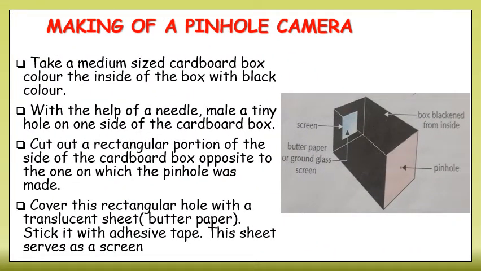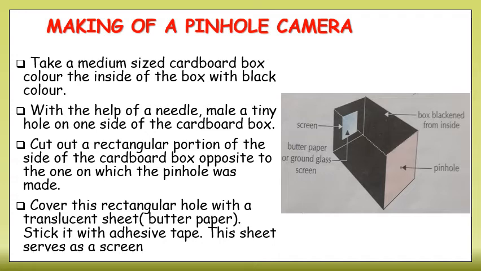Now let us make a pinhole camera. Students, for this we need a medium-sized cardboard box, or you can take a shoe box also, and color the inside of the box with black color. Now with the help of a needle or a pin, make a tiny hole or a pinhole on one side of the cardboard box. After this, cut out a rectangular portion of the side of the cardboard box opposite to the one on which the pinhole was made.